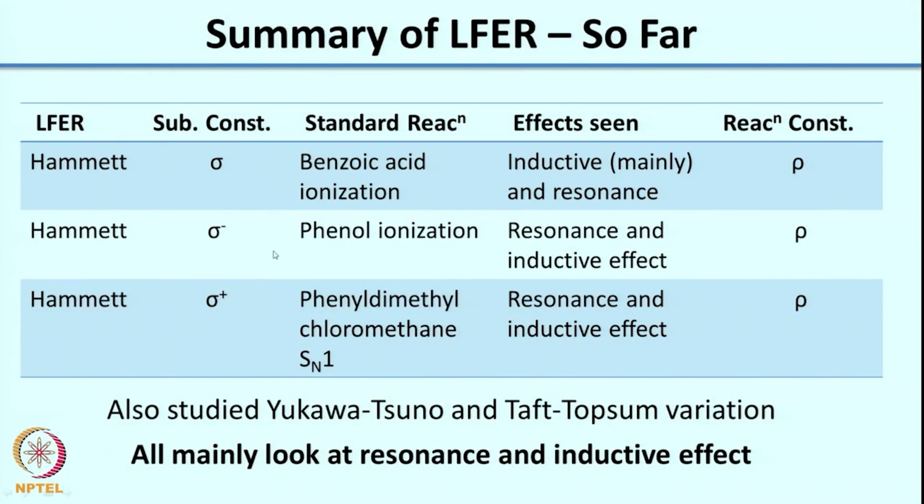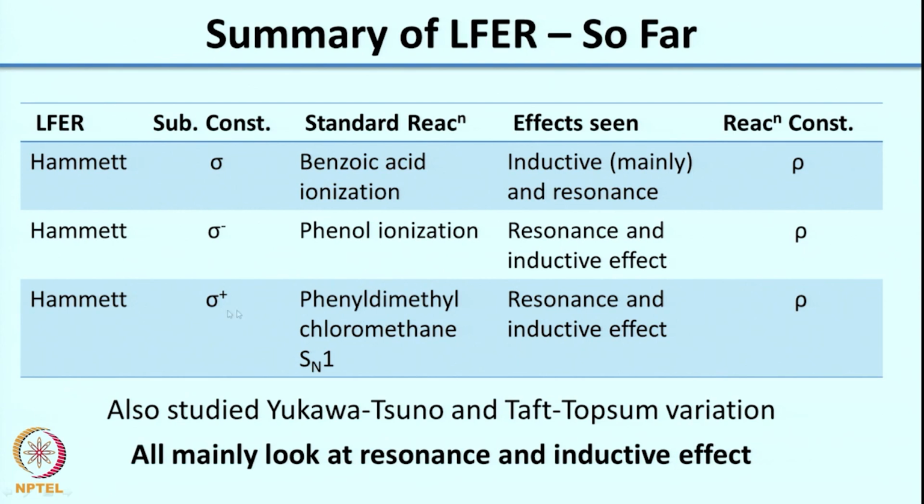For reactions which involve conjugation of the positive or negative charge with the aromatic ring, two new scales have been introduced. One is the sigma minus scale. In this case, the standard reaction or the basic reaction is phenol ionization, because the phenoxide ion is in conjugation with the aromatic ring. Here the effect seen is resonance effect mainly, and you also see a small inductive effect. And here again the reaction constant is rho.